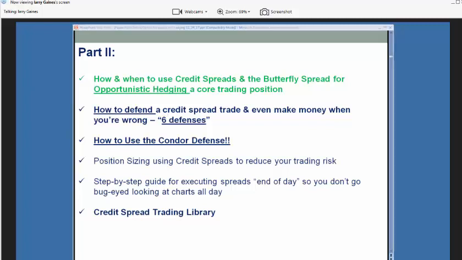And then a big one again is using that condor defense, position sizing using credit spreads, how that can help you reduce your risk, and a step-by-step guide for putting these on. And you'll get a great library of credit spreads that you can go through and look at past examples.